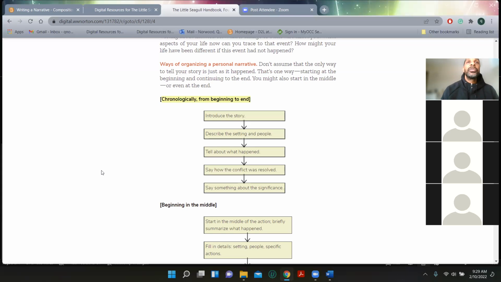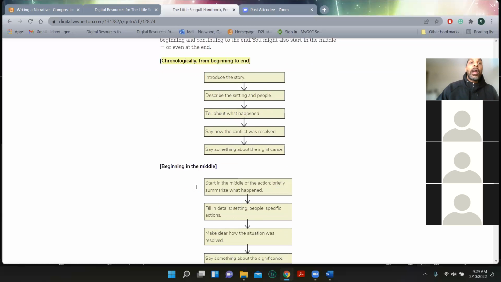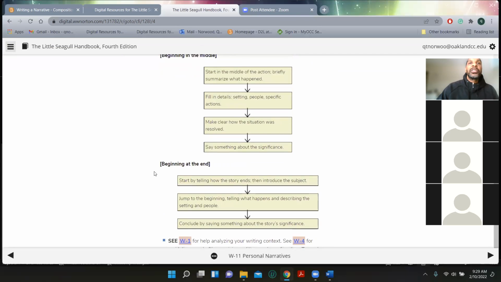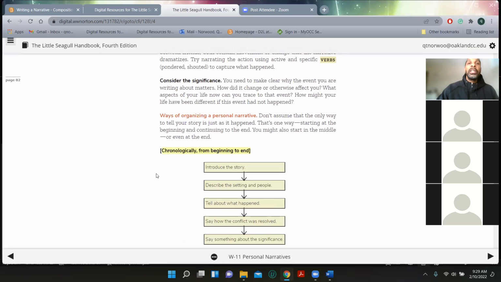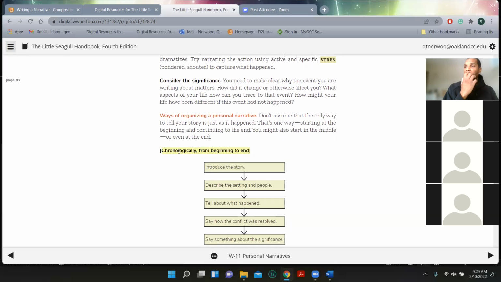So our book gives us a few ways to construct our narrative, but I think if we just stick to a chronological order, that may be in our best interest for this essay. Our essays are going to be relatively short, 3 to 5 pages. So we don't have time to get too fancy, right? We don't have time to go like Christopher Nolan.